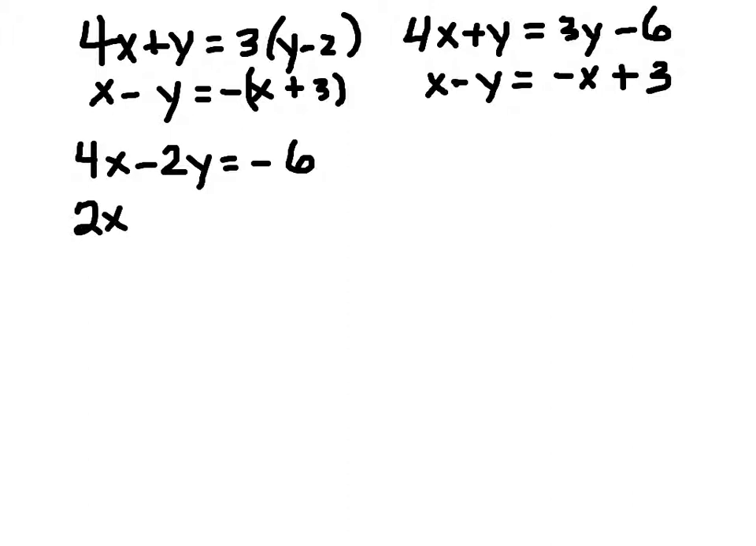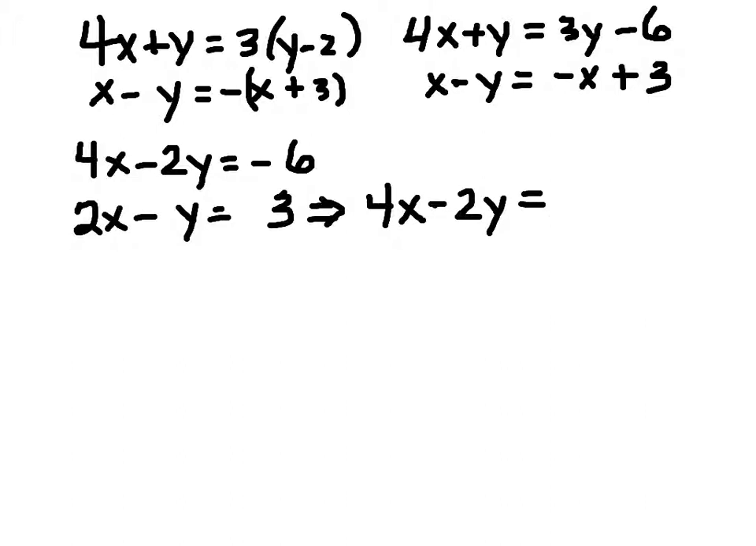And on the second equation, I'm just going to add x to both sides, so that gives me 2x minus y equals 3. Okay, so I'm going to multiply the bottom equation by 2. And when I do that, I get 4x minus 2y is equal to 6.